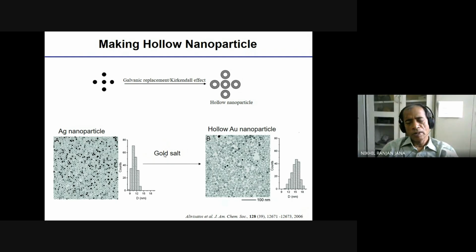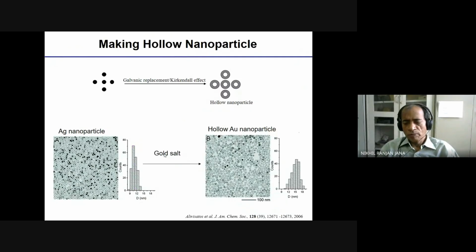These nano silver particles are very reactive, and in the presence of gold salt, it's an exchange process. Gold salt is converted into gold atoms, a reduction, and silver zero is converted into silver ion. These reactions are very rapid, and place exchange occurs. Because of this place exchange, silver changes place, moves from inward to outwards. That leads to pore formation. Every silver particle is converted into a hollow gold particle.